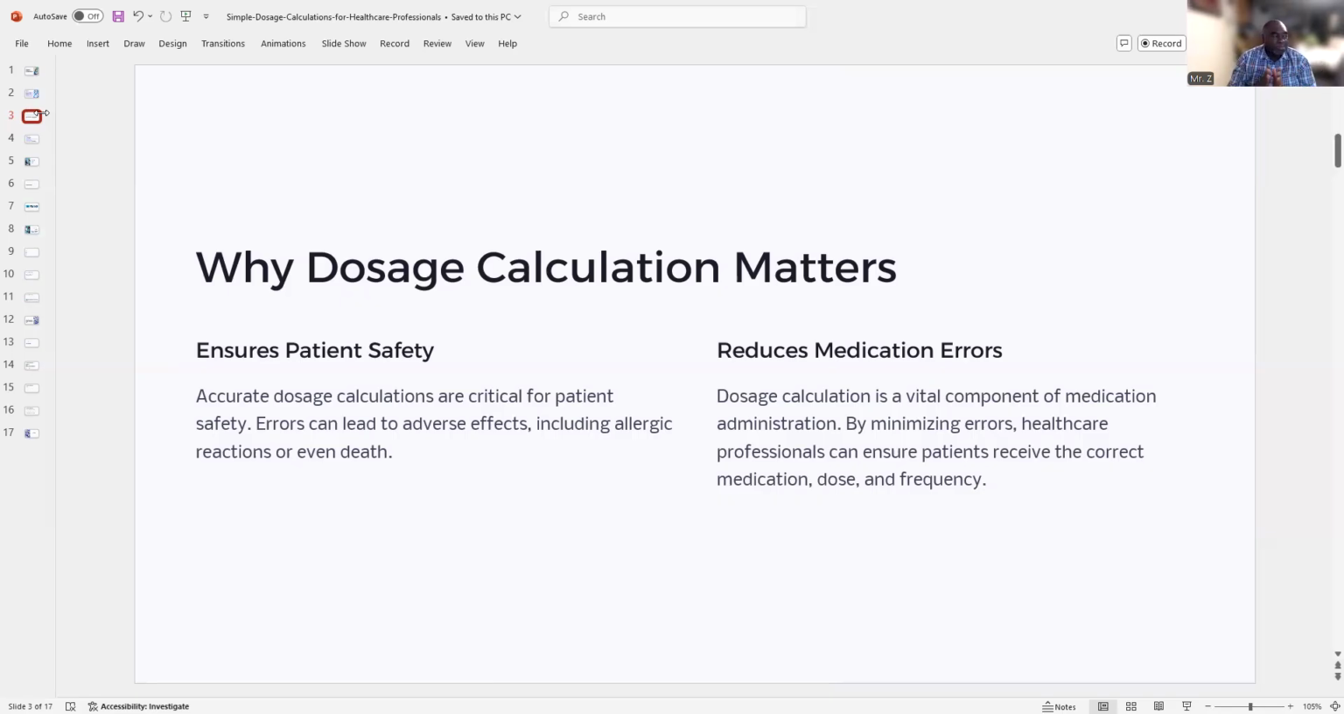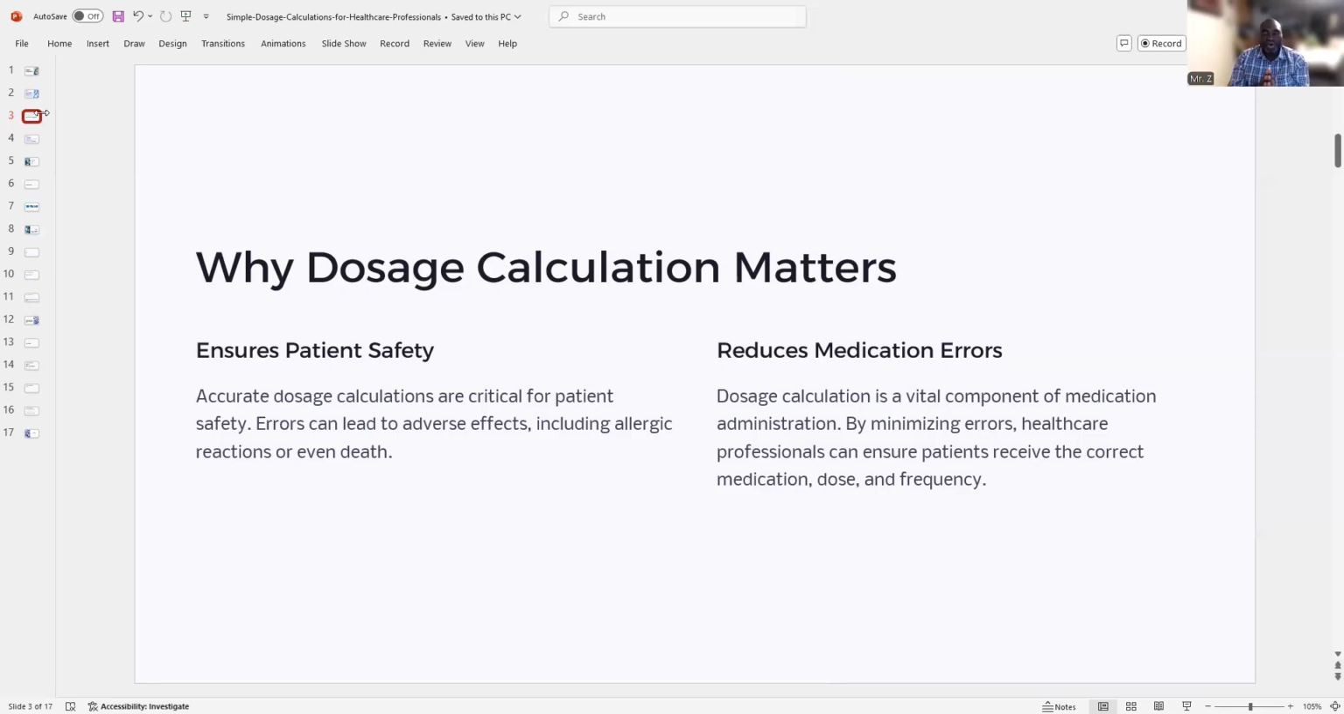If they prescribe someone Tylenol 325 milligram, and you have only Tylenol 650, you understand you're going to give half of the tablet. But if instead of giving half a tablet, you give the whole tablet of Tylenol 650, you have made a med error. You have given too much medication.